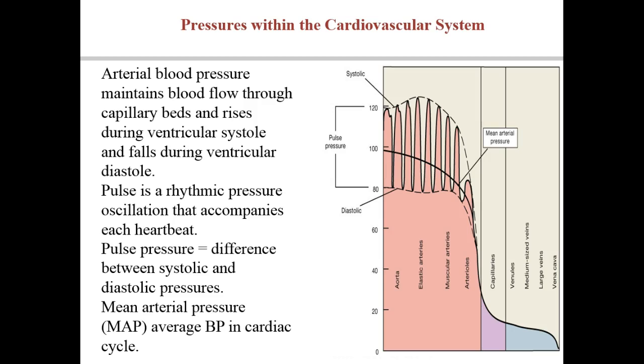And then what you have is this mean arterial pressure, which is the average blood pressure in the cardiac cycle. Mean arterial pressure does tend to be one of the statistics that an EMT would look at with regard to looking at the validity of that particular patient. We'll pick this up on the next one.